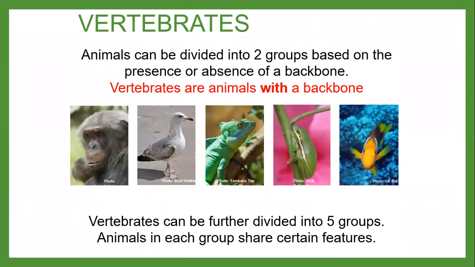Animals can be divided into two groups based upon the presence or absence of a backbone. Vertebrates are animals with a backbone. Vertebrates can be divided again into 5 groups. Animals in each group share certain features, so we can group them again: mammals, birds, reptiles, amphibians, and fish.